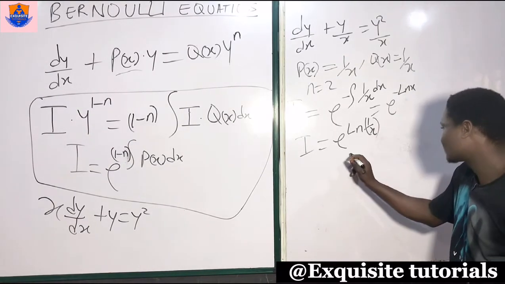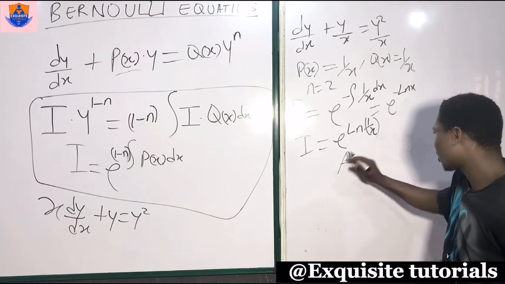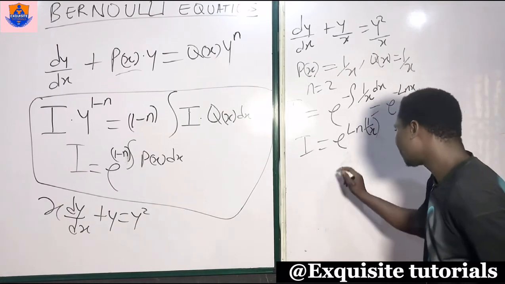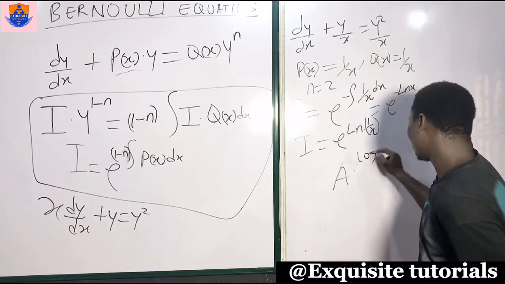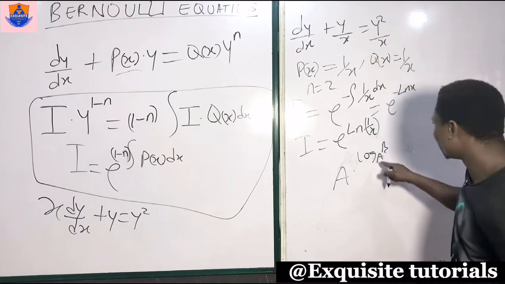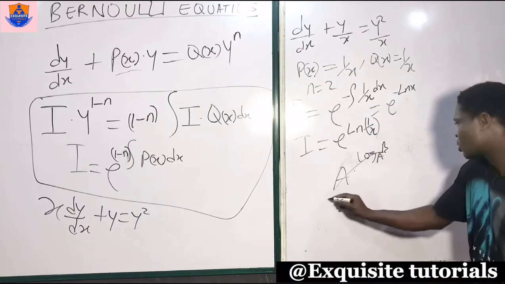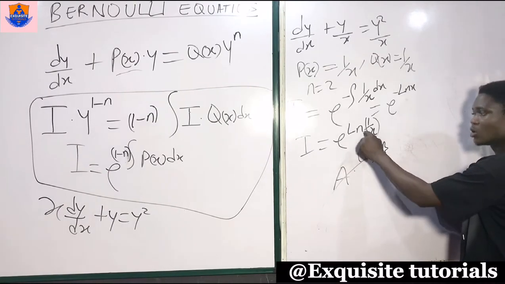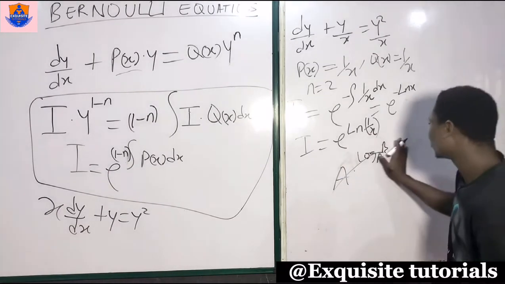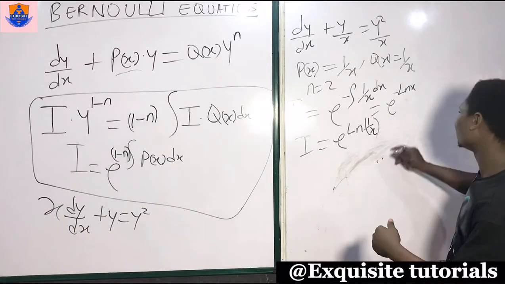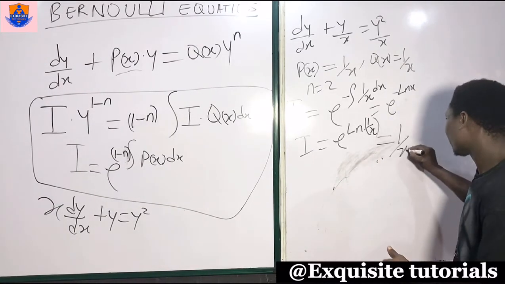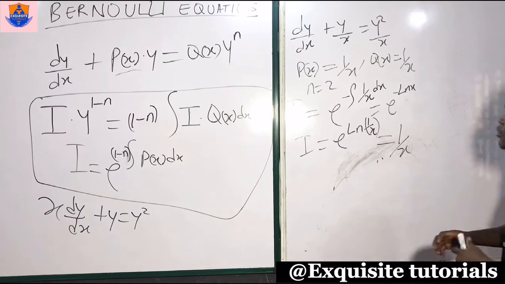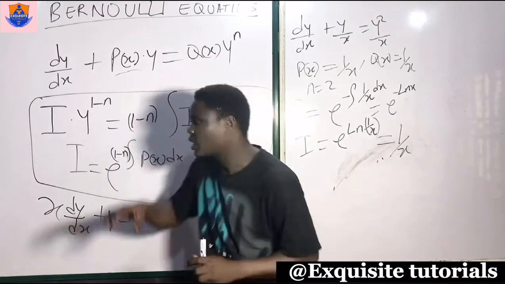Now, remember I said when you have e raised to power log b base a, if the base and this are the same thing, they can cancel out to give you just b. So because this is log base e, the e will cancel out with this log e, and you are left with 1 over x. So it means that our integrating factor is actually 1 over x. Now we have gotten our integrating factor. Now let's substitute it back here.